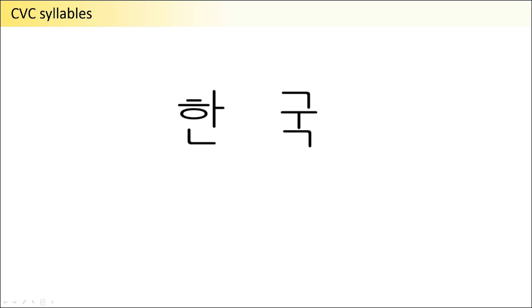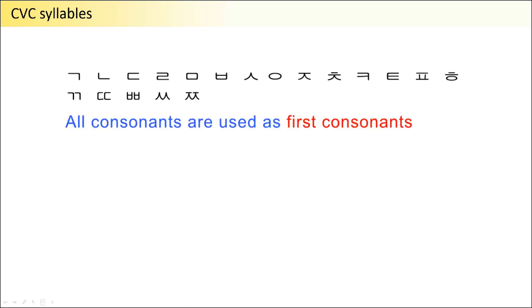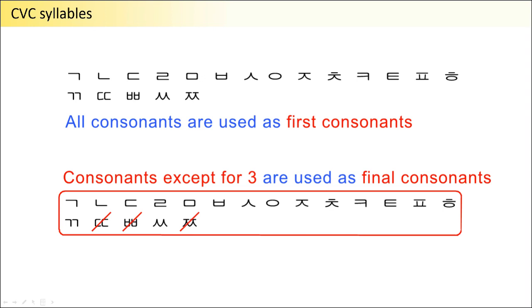We have already learned about the sounds of Korean consonants and vowels in previous lessons. As you know, Korean has 14 basic consonants and 5 double consonants. All Korean consonants are used as first consonants. However, only 7 of the consonants are used as final consonants. The sound of a consonant as a final consonant is somewhat different from its sound as a first consonant. Now we are going to learn about the sound value of consonants as final consonants.